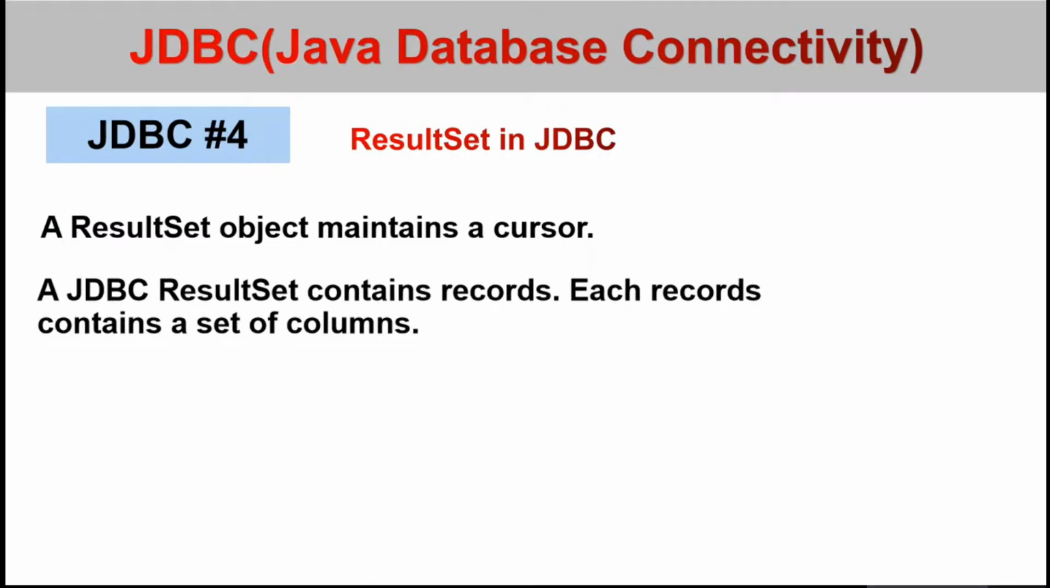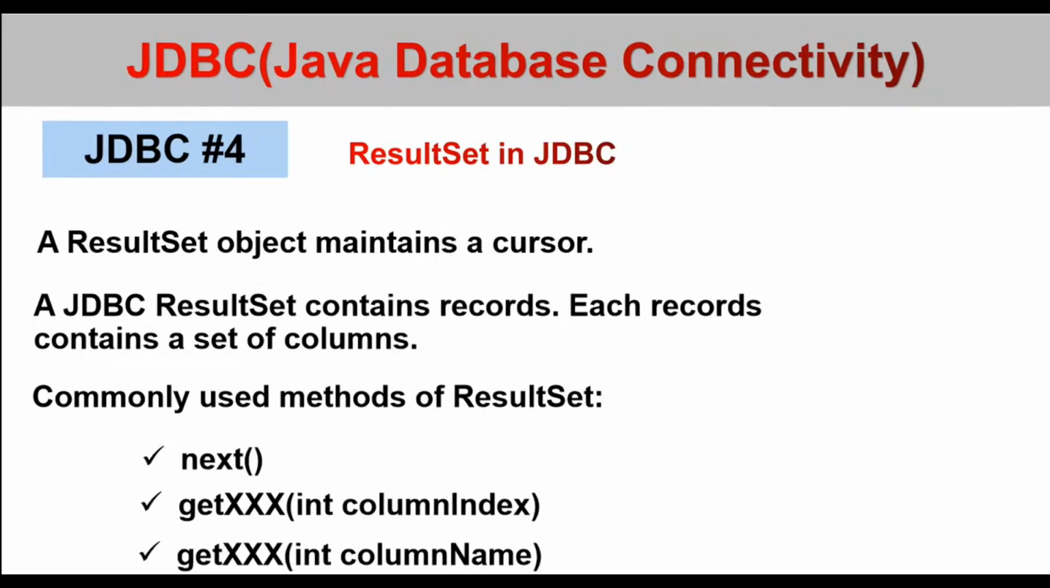The result set object maintains a cursor. A JDBC result set contains records, and each record contains a set of columns. If you want to retrieve data from a table using JDBC, then we have to use a method called executeQuery. That method will return an object, and that object will be a result set object. There are many methods, but the commonly used methods of result set are the next method and the get methods. With the help of these methods, we are going to retrieve data from the table one by one, and use that data in our application.